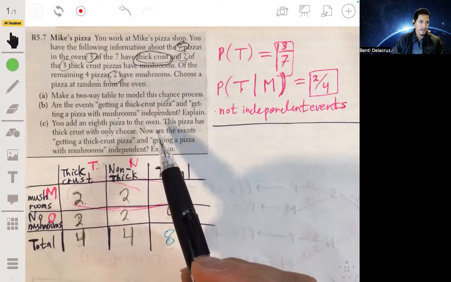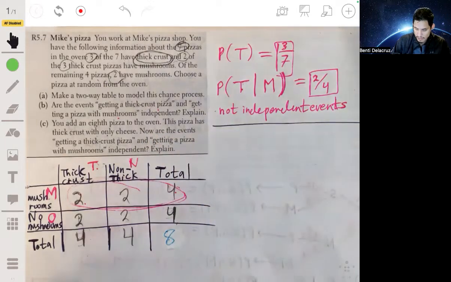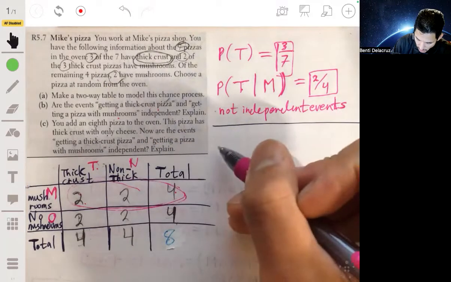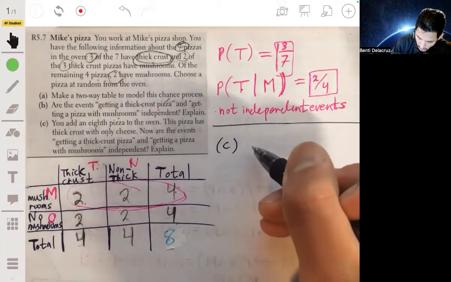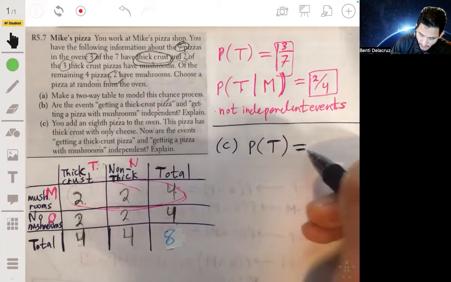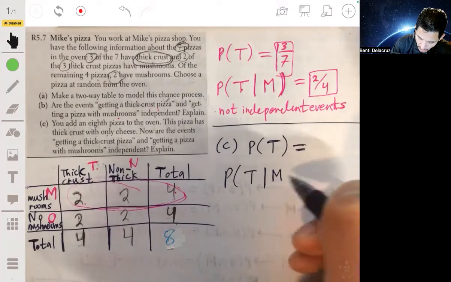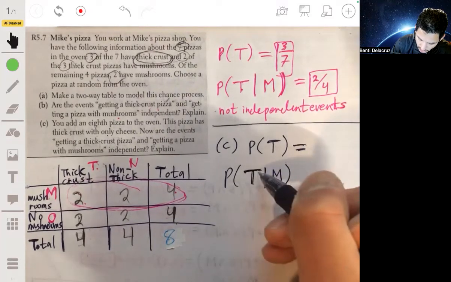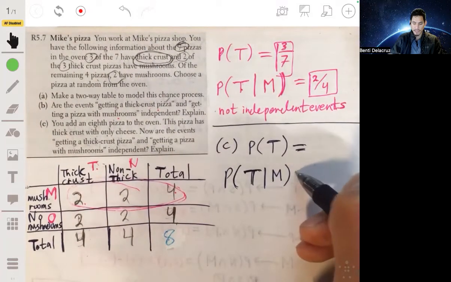Now what we're asking is, are the events independent in this case? So let's make it clearer. Part C, let's look at what the probability of T is, and let's compare it to the probability of T given M. So the probability of T given M is the probability of getting a thick crust pizza given that it has mushrooms.